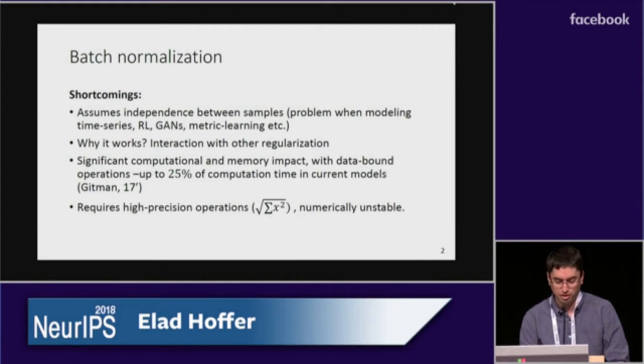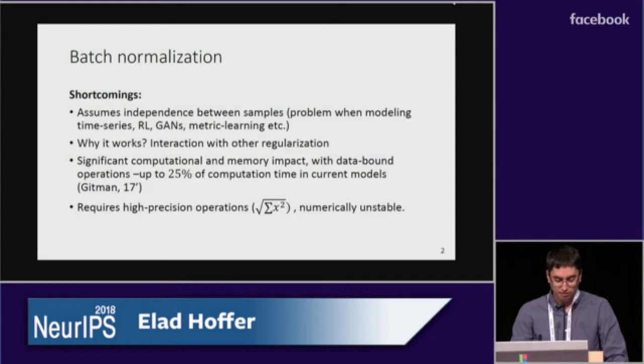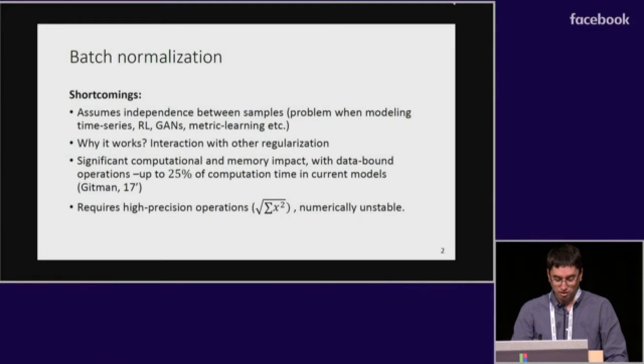So batch normalization has been an important building block of deep learning models over the past few years, allowing faster convergence and improved accuracy. However, it is known to exhibit several shortcomings. Amongst them are the reliance on independence between samples, making it unsuitable for several tasks, such as RL and metric learning. It has visible yet poorly understood interactions with other regularization techniques. It also incurs noticeable computation and memory impact, accounting for up to a quarter of computation time, and it requires high precision operations, making it numerically unstable.